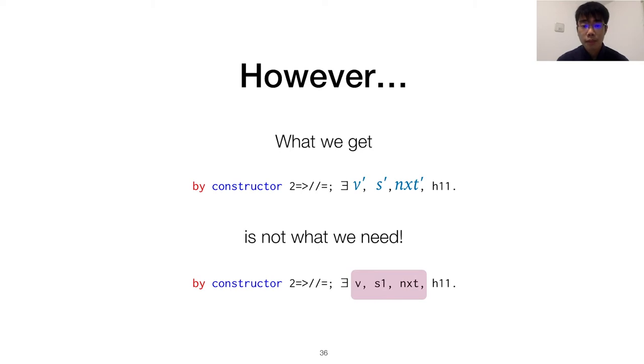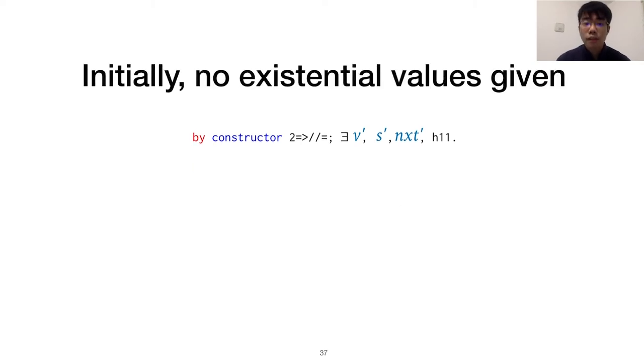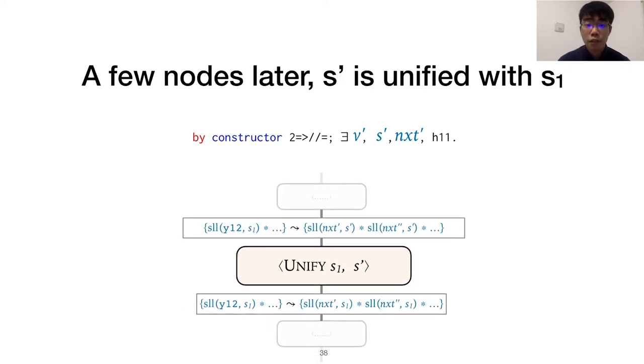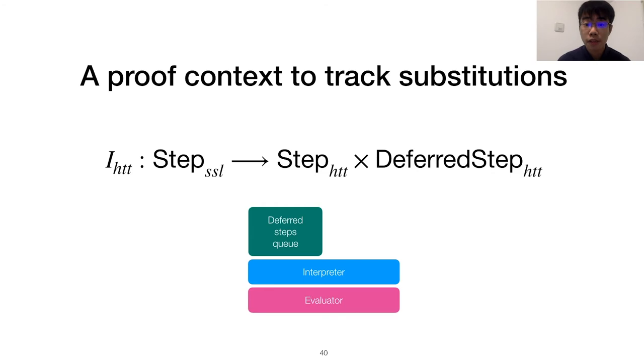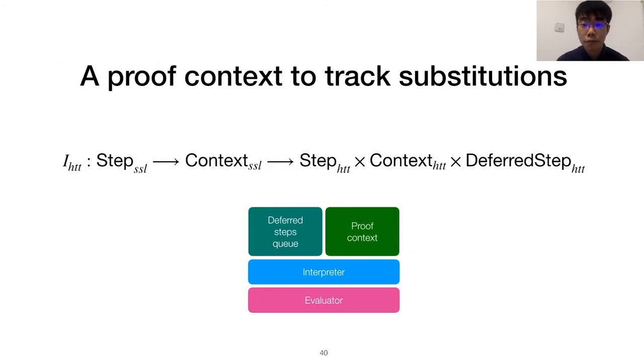This is because when this step was first enqueued, SuSLik referred to the existentials by their default names. But a few nodes later, S prime is unified with another variable, S1, by this unify rule. Similarly, the other existentials also get their correct values later on. To keep track of these substitutions, we introduce an accumulator-style proof context, which each invocation of the interpreter can update.